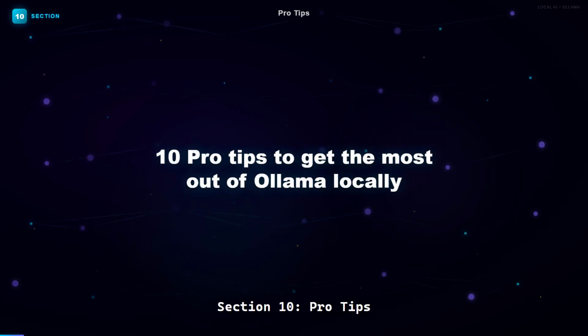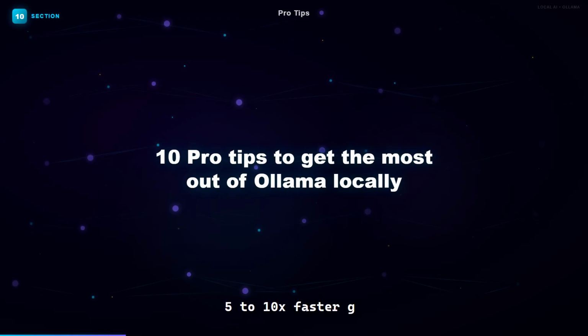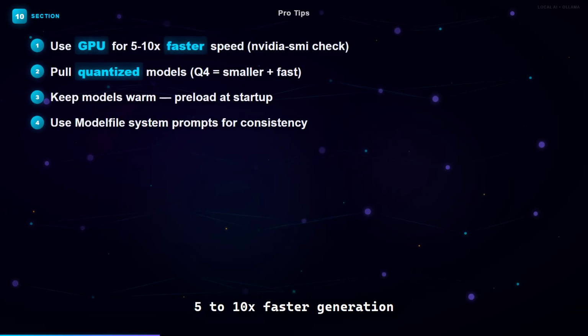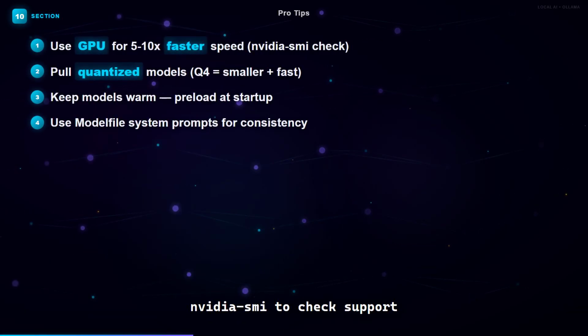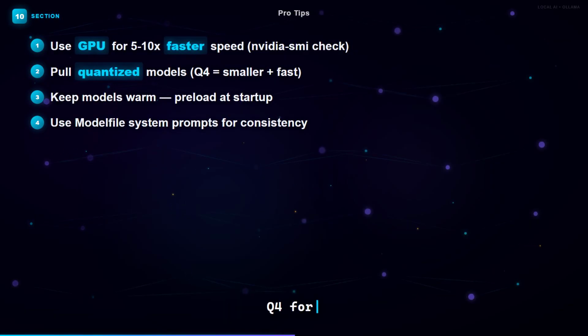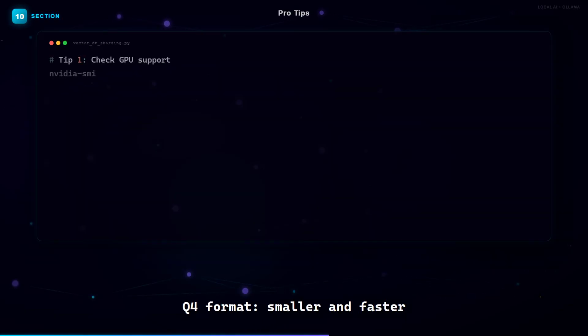Section 10. 10 Pro Tips to get the most from Ollama. Tip 1. If you have an NVIDIA GPU, run nvidia-smi to check it. Ollama automatically uses your GPU for 5 to 10 times faster generation. Tip 2. Use quantized models. The Q4_0 versions are 40% smaller and nearly as smart.